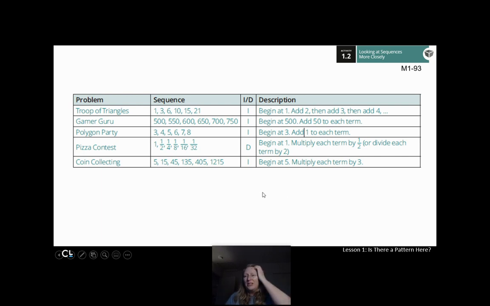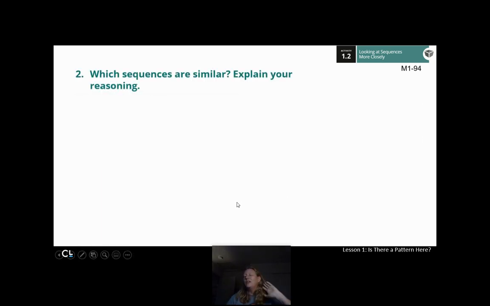So here's what I want you to do. Can you just take a moment, look at your whole big old table. You have a great big table there that you're going to use to help you answer some questions on the next page, on page 94. So which sequences are similar? And go ahead and explain your reasoning. I have some ideas, but I'm curious to see what your ideas are. So go ahead and hit pause and jot down your thoughts on which sequences are similar and why, and then hit play and we'll keep the discussion going.